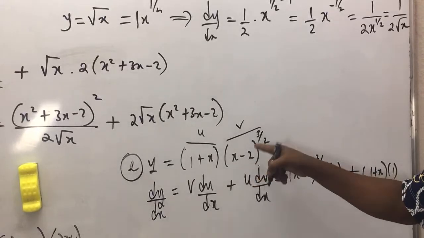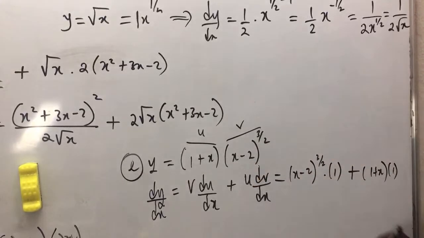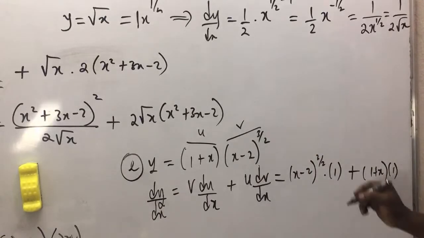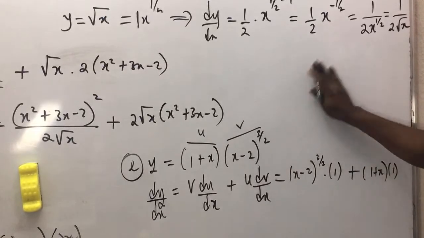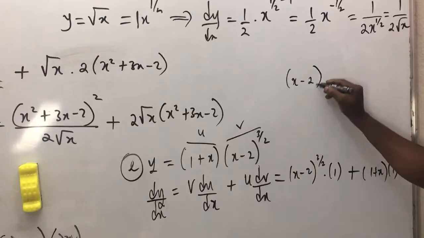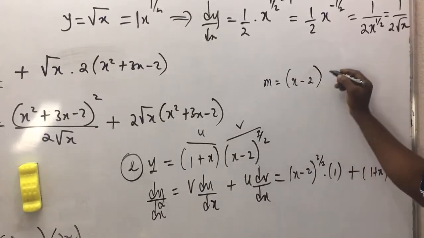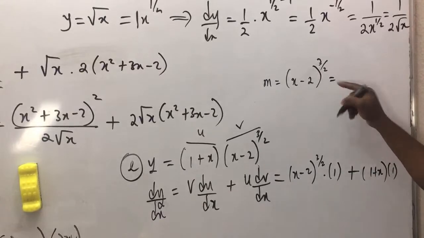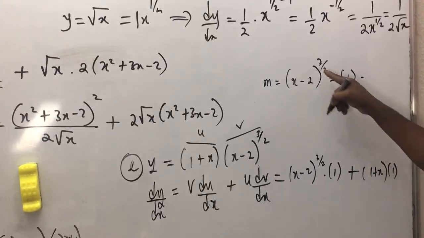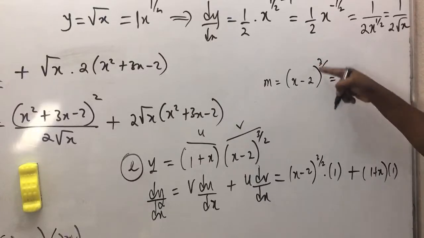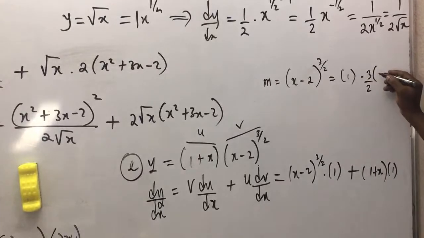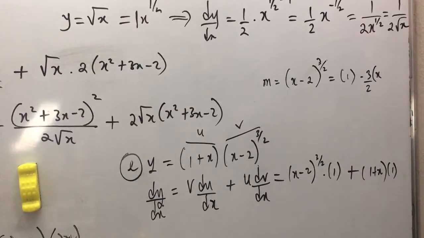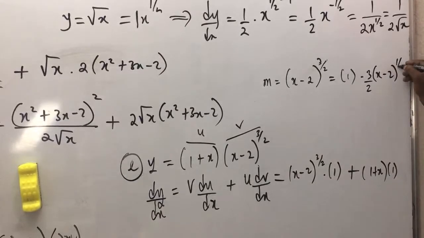Then when you differentiate the outer function, please let me show you this. Let's assume we have a function m equals this raised to power 3 over 2. So I'm going to differentiate the inner function, which gives me 1, times differentiating the outer function, which will require me to use the power to multiply the coefficient, which will give me 3 over 2, and subtracting 1 from the power, it will give me half. 3 over 2 is 1.5. So when you subtract 1 from 1.5, it will give you half. So this will be raised to power half.